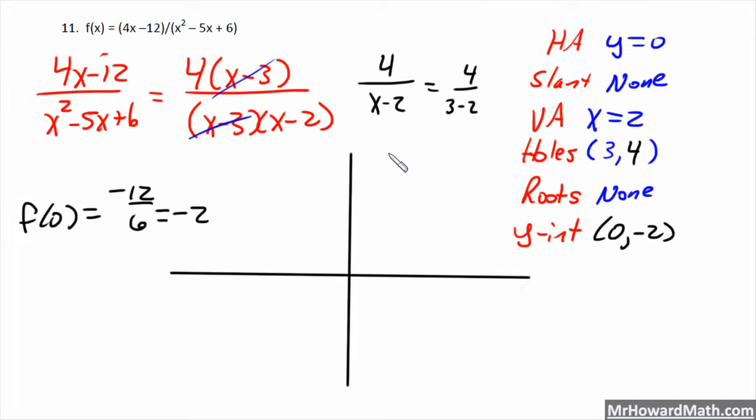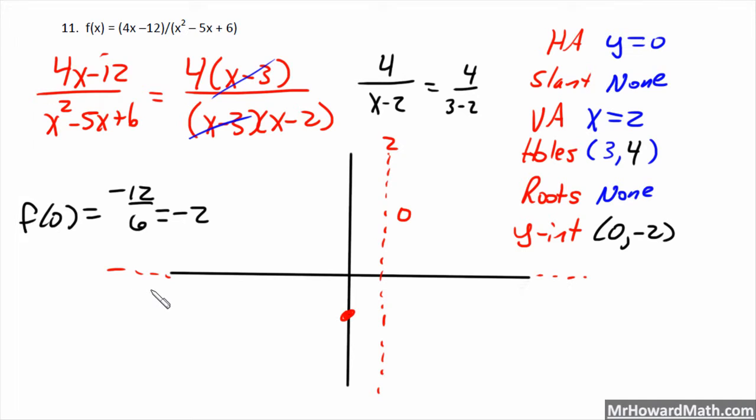So we have a vertical asymptote, x equals 2, right through here. And we have a horizontal asymptote at y equals 0, right through there. And then we have a hole in the graph at (3, 4). And we have a y-intercept of (0, -2) down here.